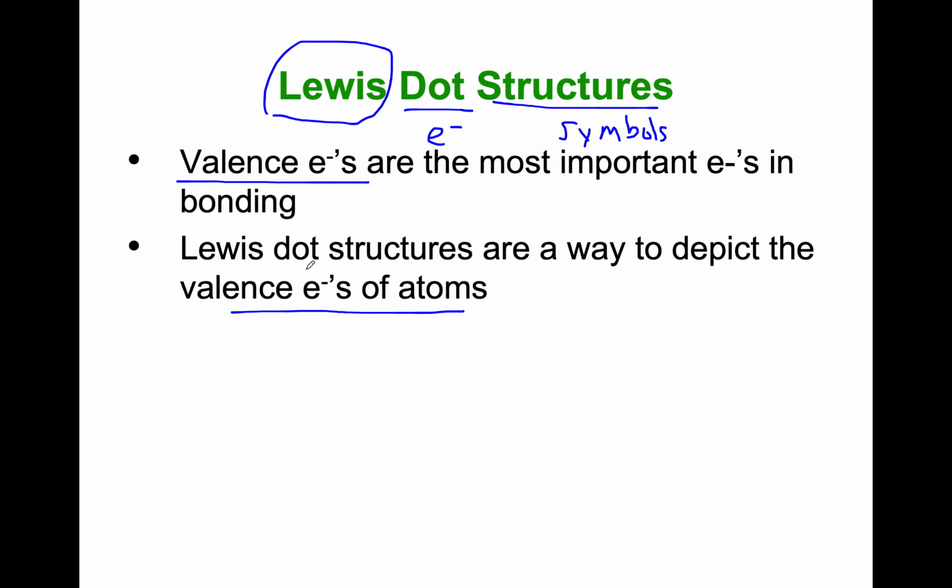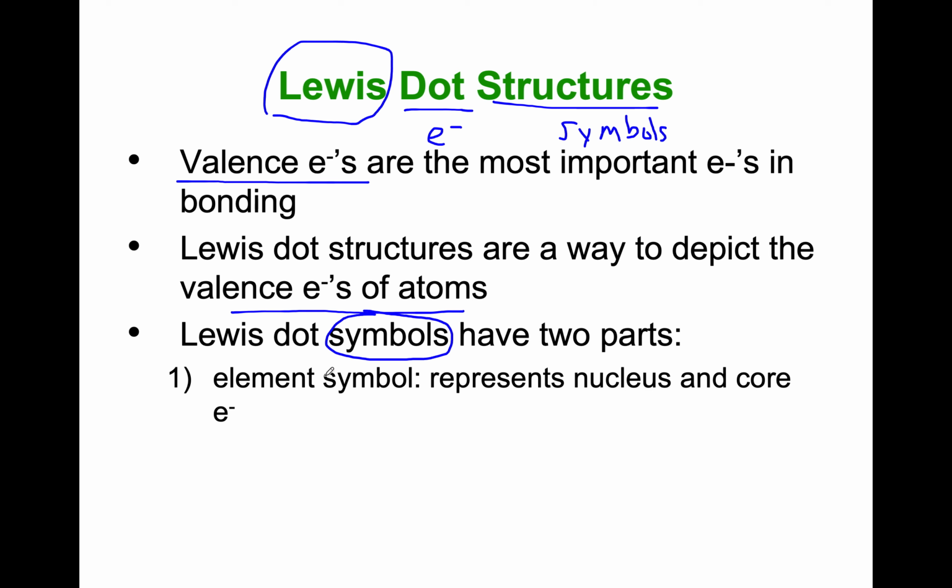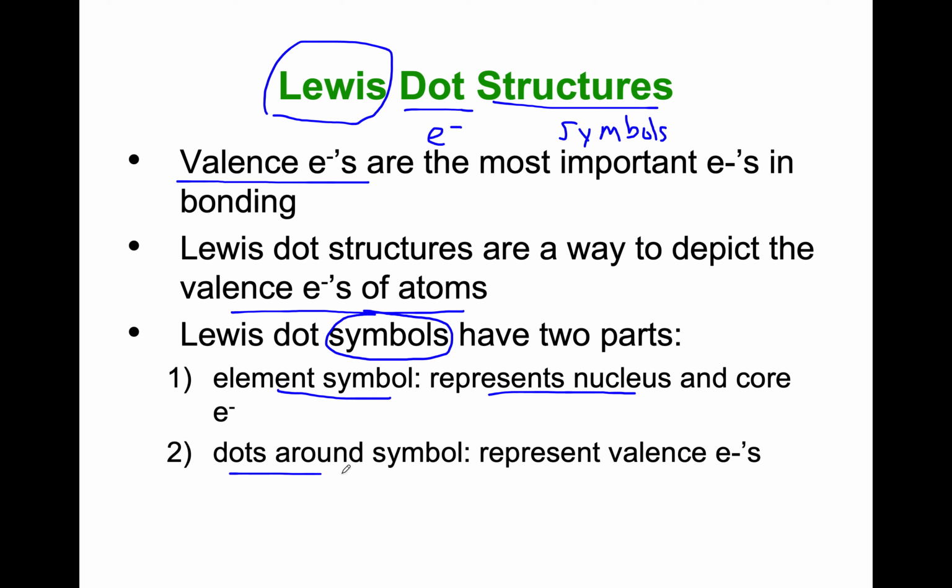Okay, so what we're going to see is a Lewis symbol now. You can see I'm emphasizing symbols. These are just for elements. Have the element symbol. That's the core electrons. That represents all the electrons in the core, the nucleus. That's the element symbol. And then you put dots around it that represent the valence electrons. Okay, so this is the basics, the backbone of how we're going to use Lewis.